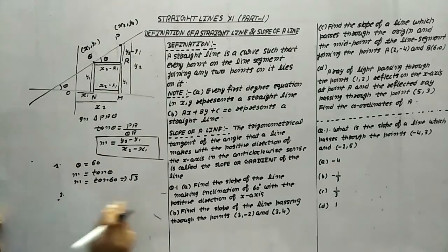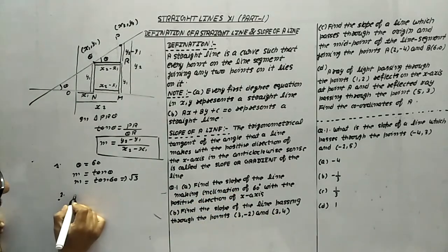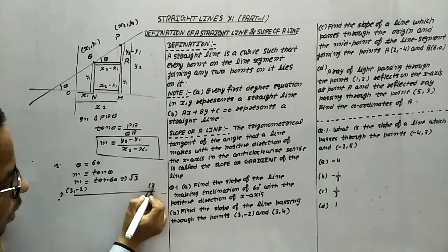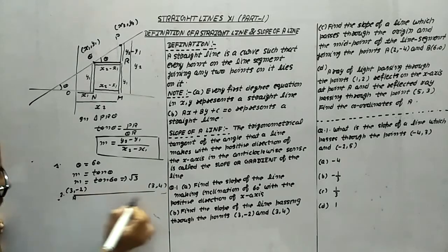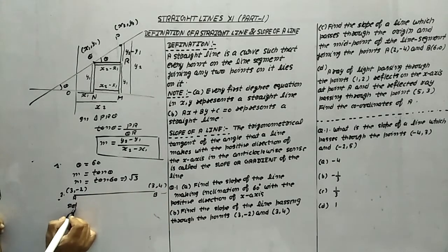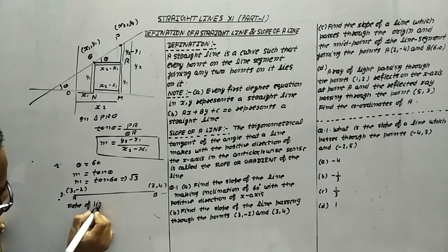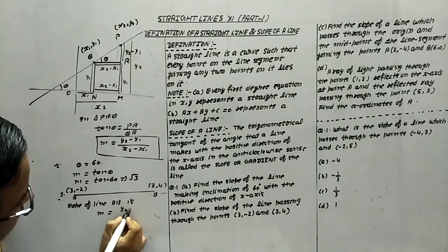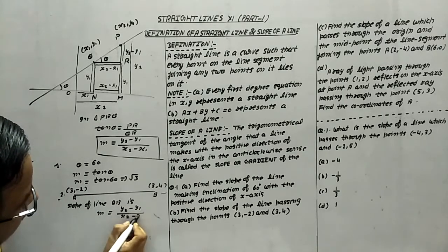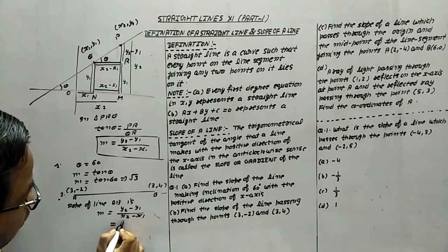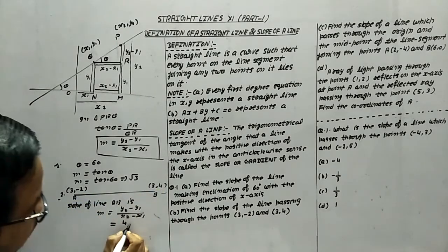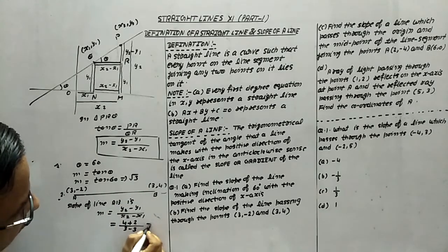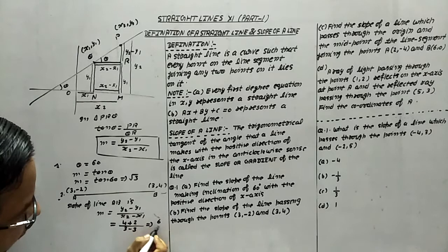Now in the second question, they are saying find the slope of the line passing through the points. One point is (3, -2) and another point is (3, 4). Let us suppose this is A, this is B. So the slope of line AB is m equals y2 minus y1 upon x2 minus x1. What is y2? 4. Minus of minus 2, that is 4 plus 2, upon 3 minus 3. So this is 6 upon 0.